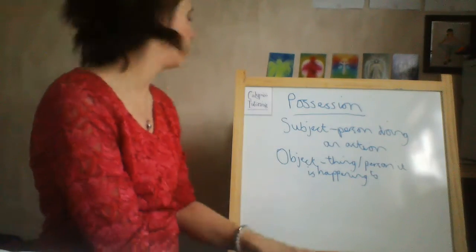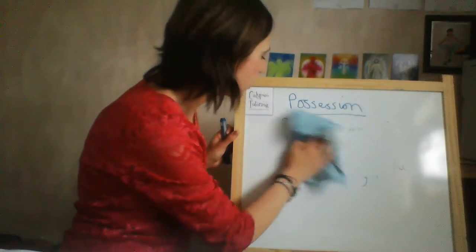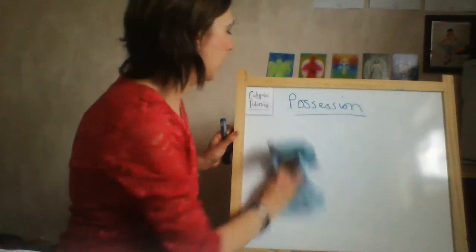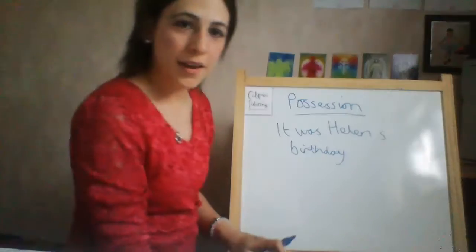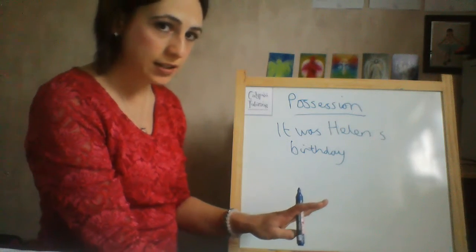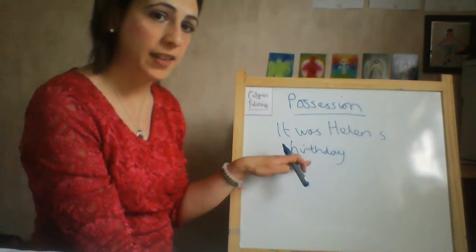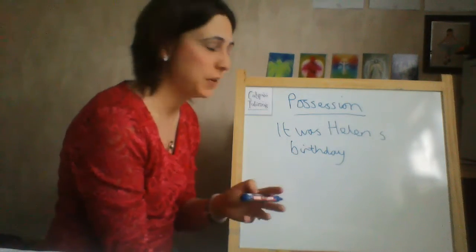So I'm going to clear the board and show you a bit more of what we mean by that. If we take an example, it was Helen's birthday. I'm not sure who Helen is, but she's come to my head. Okay, so in this sentence, the subject is Helen. She is the one having a birthday. The object is the birthday. That is the thing being had, the thing that is being owned.